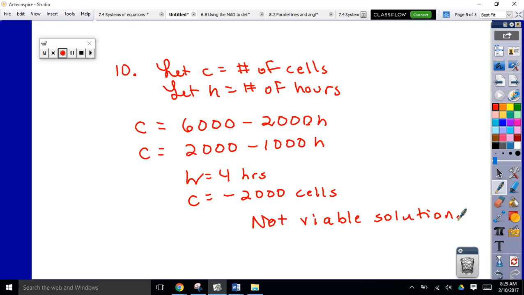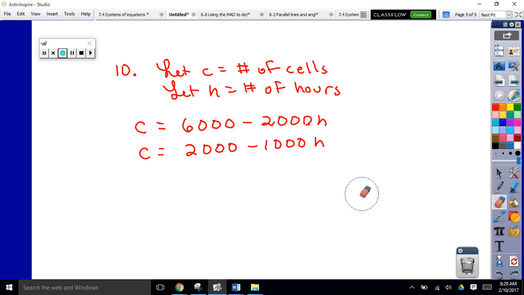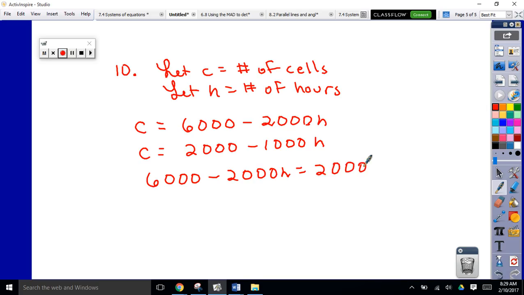Rosa, can you solve it? Yes, I can solve it. Okay, so to solve it, let's see. To solve it, I'm going to let both sides equal one another because both are equal to C. So I have 6,000 minus 2,000 H equals 2,000 minus 1,000 H.